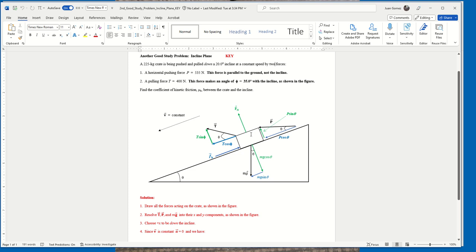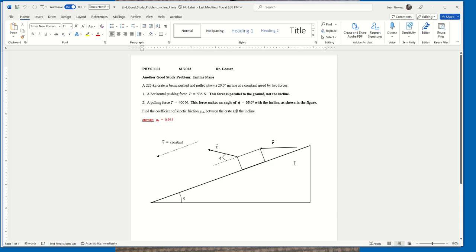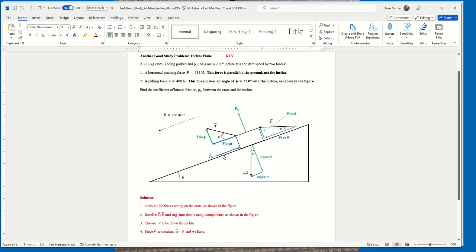Okay, well, here's the crate. The pulling force T and the pushing force P were given in the original problem. They're already drawn in, but I redrew them, of course. But remember we have mg, we've got Fk, we've got Fn, so let's go ahead and draw all the other forces. Okay, there's my mg. Here's the pushing force P. Here's the pulling force T.